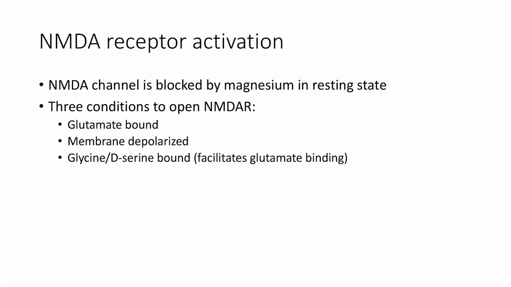Okay, there's one more thing to consider. In the inactive state, NMDA receptors are blocked by magnesium ion, so calcium cannot flow in. But when the membrane is depolarized, the magnesium block is removed, and now calcium ions can flow inside the cell. So here's another question. What if glutamate is present, the membrane is depolarized, but glycine or D-serine is not present? What do you think?